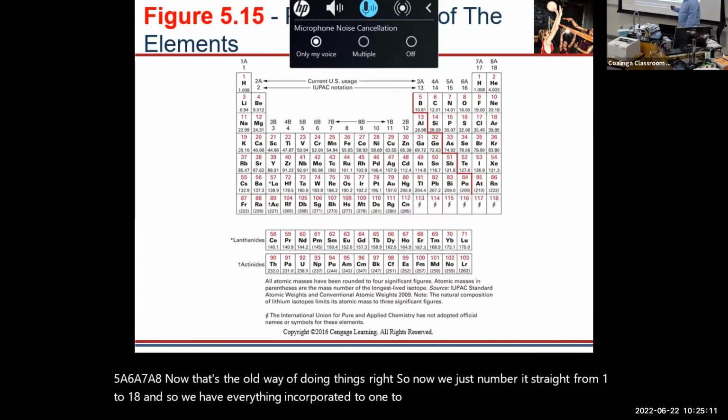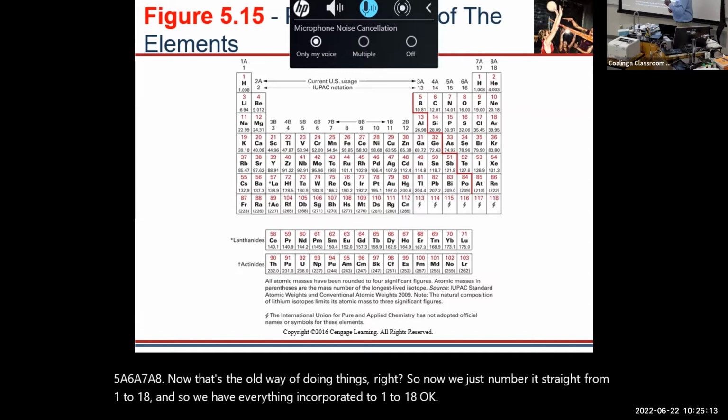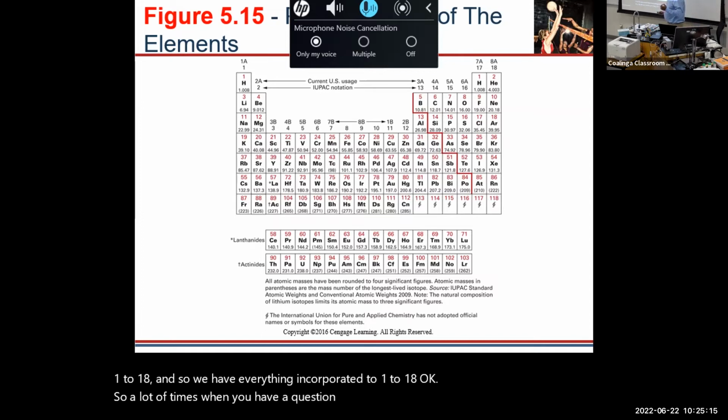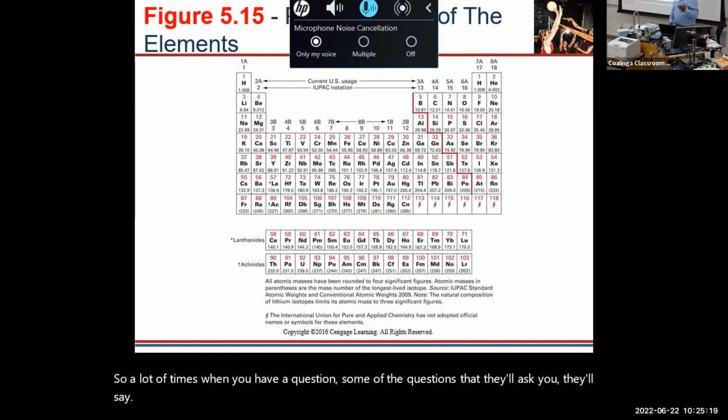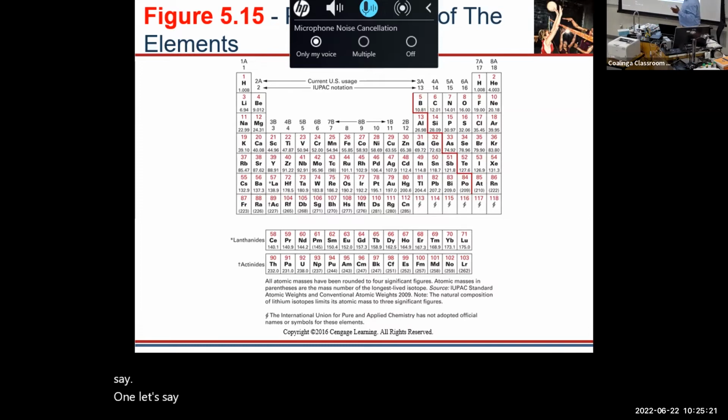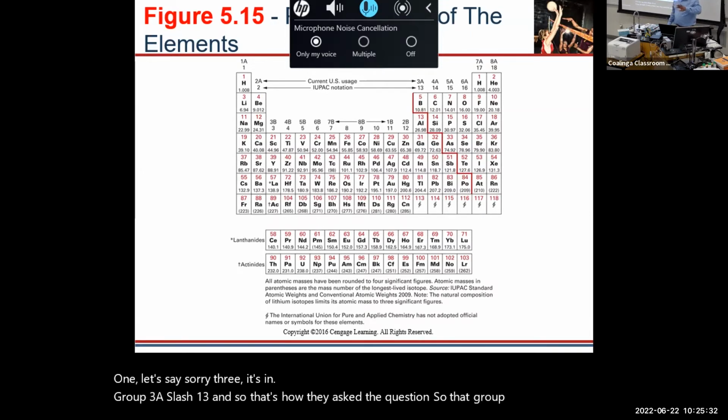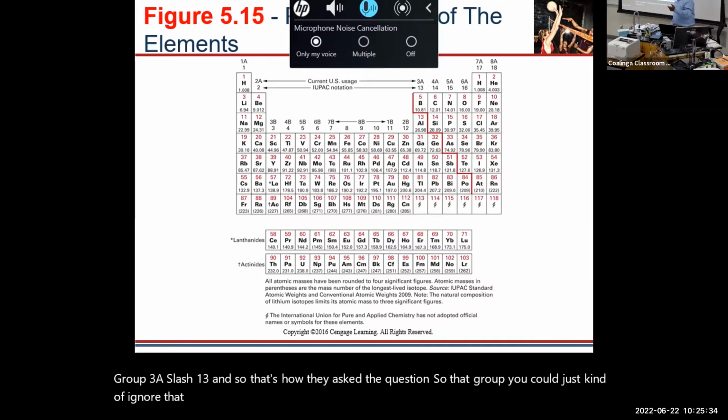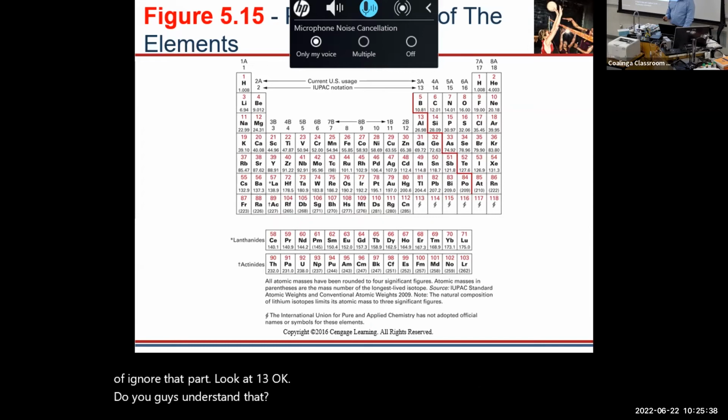Okay. So a lot of times when you have a question, some of the questions that they'll ask you, they'll say, so 3 is in group 3A/13. And so that's how they ask the question. So you know that group A, you could just kind of ignore that part, look at 13. Okay. Do you guys understand that? Yes. Okay.